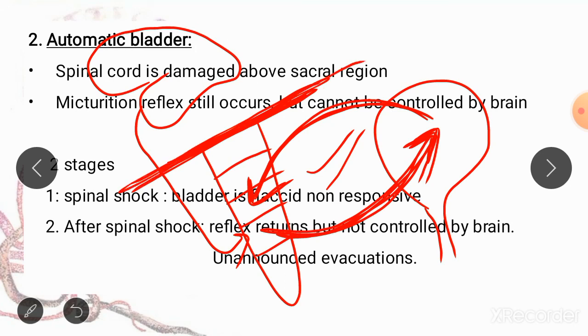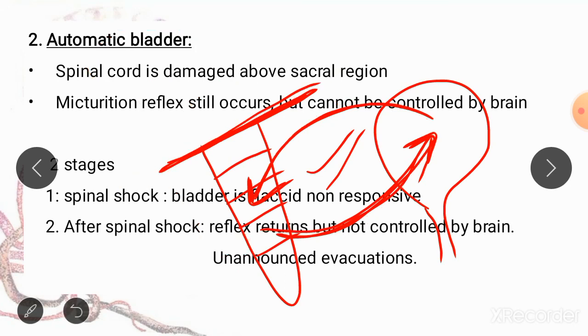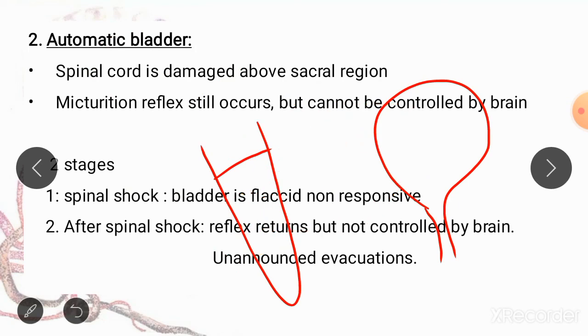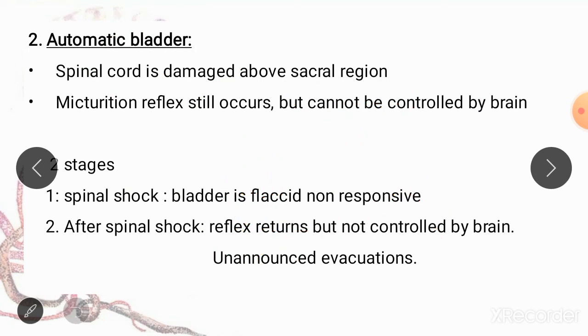So such a bladder is free from the control of the brain. The micturition reflex is present but cannot be controlled by the brain. अब जब भी स्पाइनल कॉर्ड इंजरी होती है तो उसकी दो स्टेजेस होती हैं. पहले स्टेज को स्पाइनल शॉक कहते हैं.